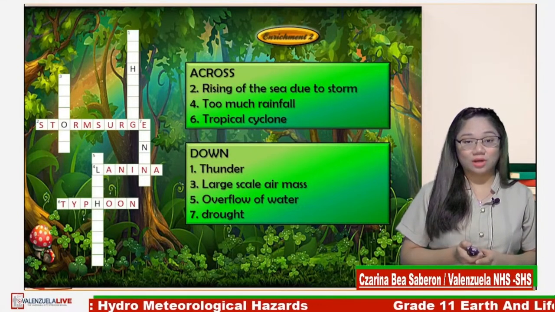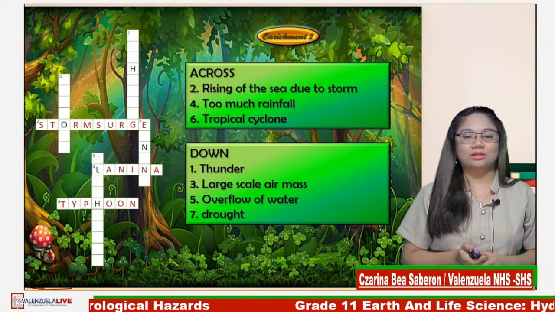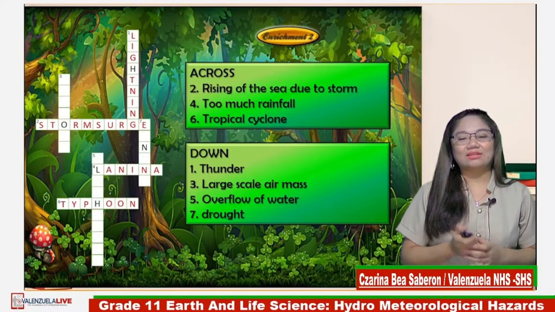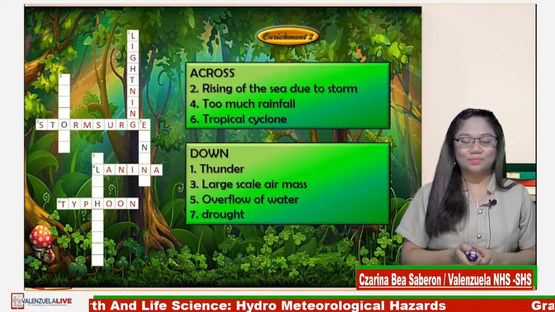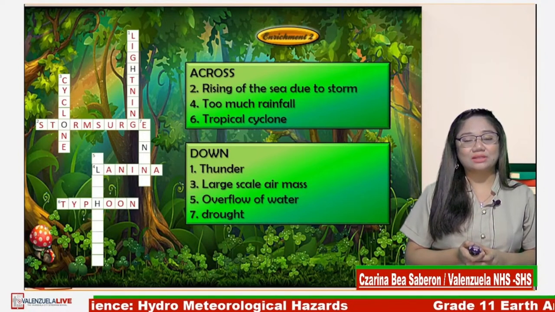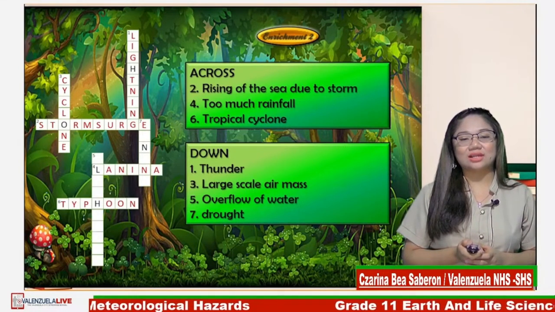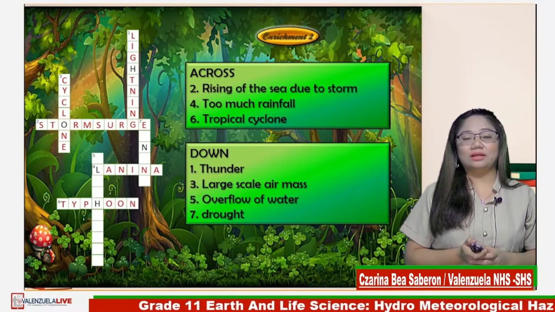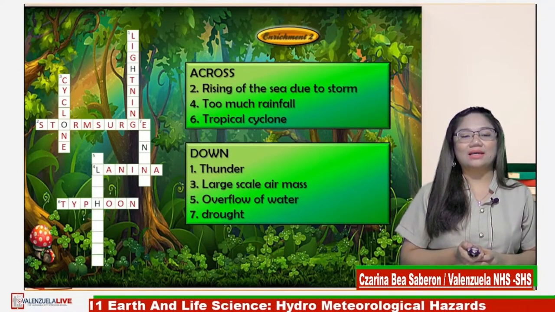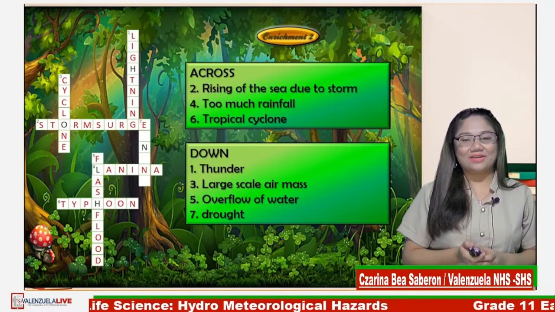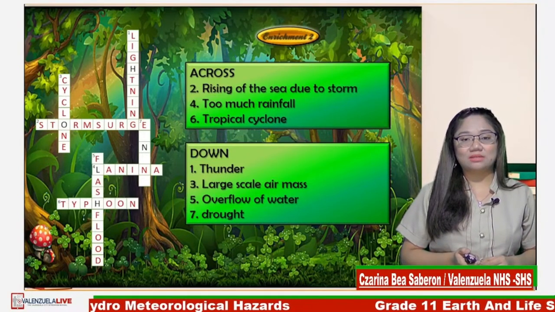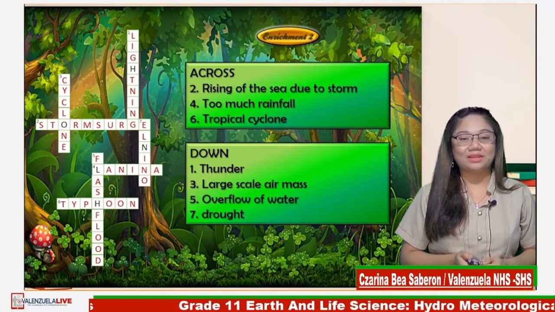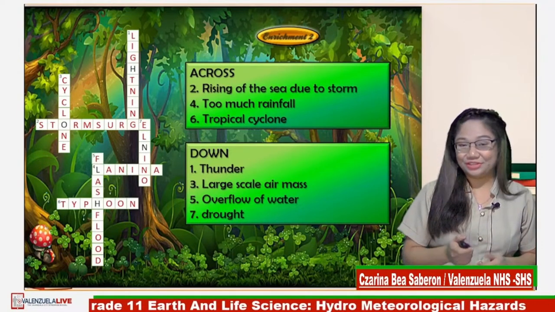And then downward this time, let's have thunder and lightning. Very good. Then large scale air mass, that is referred to as what? All right, the answer is cyclone. And overflow of water, number 5. Overflow of water is referred to as flash floods. And lastly, it is associated with drought. What is that? Well, definitely that is El Niño. You're doing a good job.